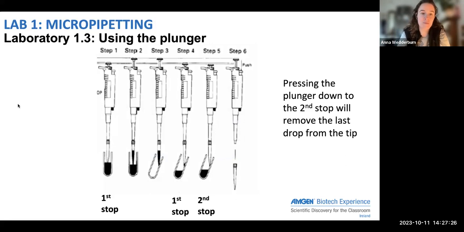So step 0 is putting the disposable tip on your pipette. Step 1 is going down to the first stop with your thumb. Then you lower the pipette into the liquid, slowly draw it up with your thumb, move over to wherever you're wanting to move it, and then you go all the way down to the second stop. Then remove the pipette and eject. So that's how to use a micropipette.